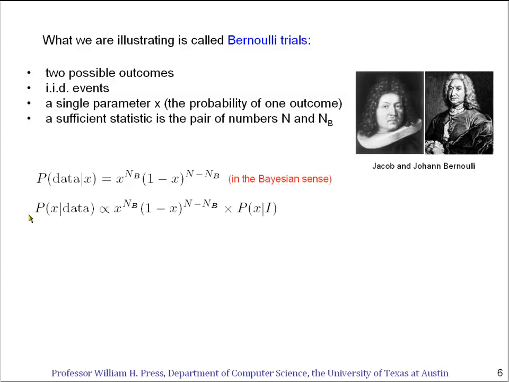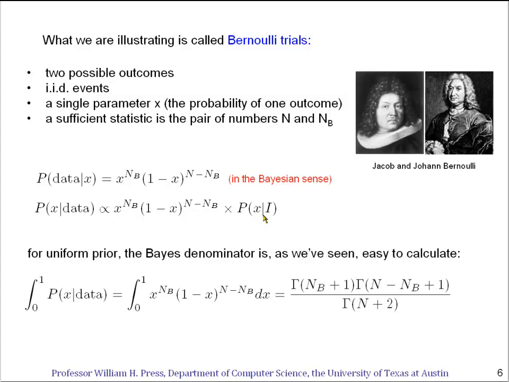And therefore, using Bayes' theorem, the probability of x given the data is proportional to that, but times a prior. We also saw that the uniform prior allows us to compute the Bayes denominator, and it's this set of gamma functions.